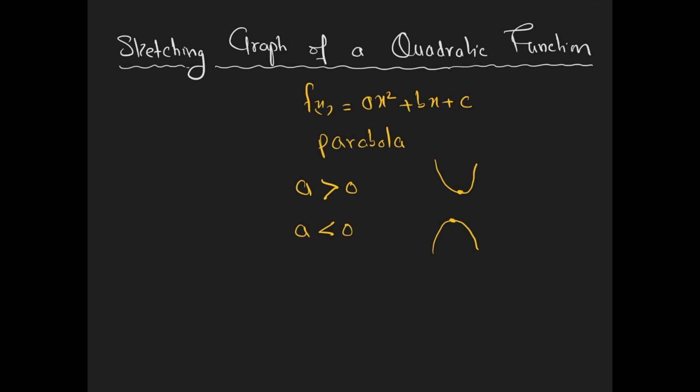To sketch the graph of a given quadratic function, the following information is required. First, we should know the general shape of the graph. As I just told you, this depends on the value of a. So if a is positive, this is the general shape of the graph, and if a is negative, this will be the general shape of the graph.